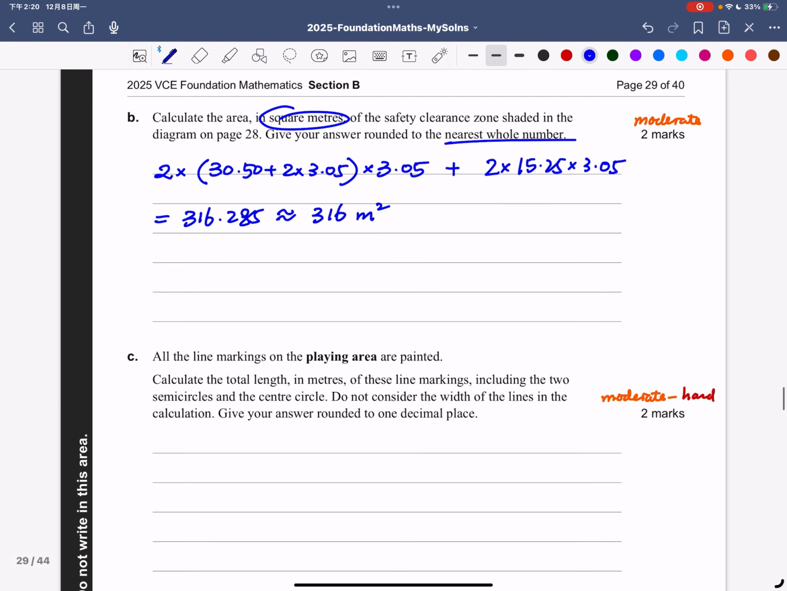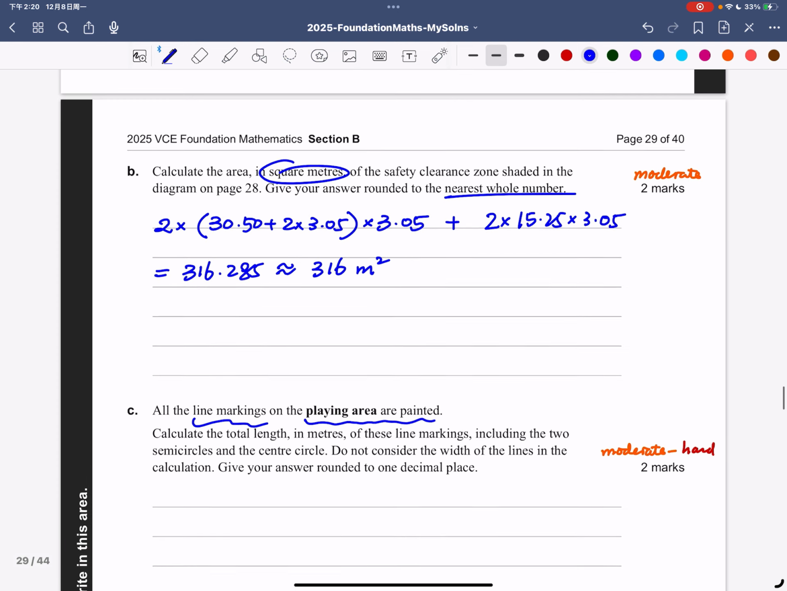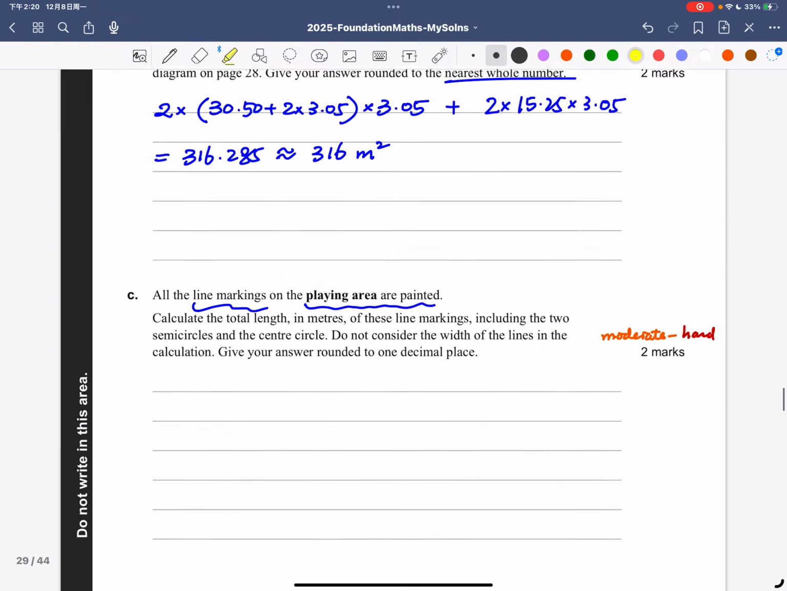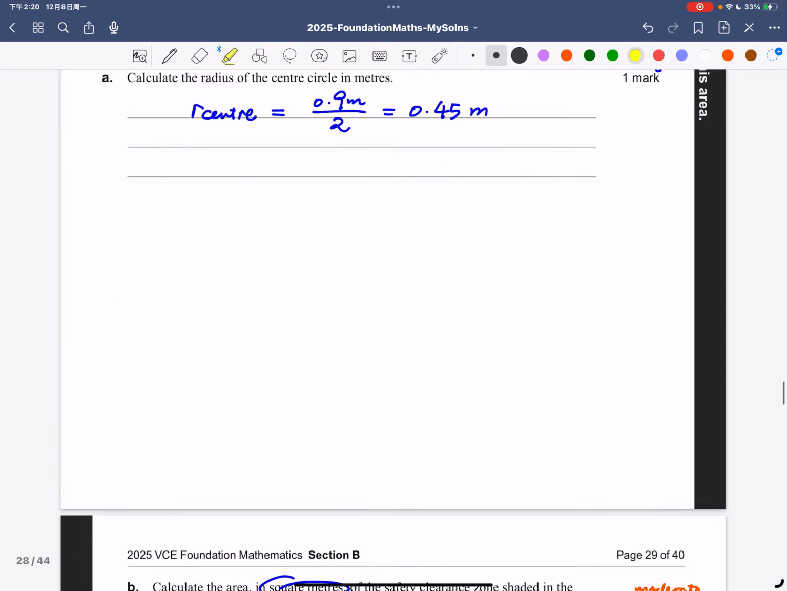Okay, all the line markings on the playing area are painted. So the playing area, I suppose you get, let me just use a highlighter here, here, here, here. Do I need to mark the center circle? Including the two semicircles and the center circle. Yep.